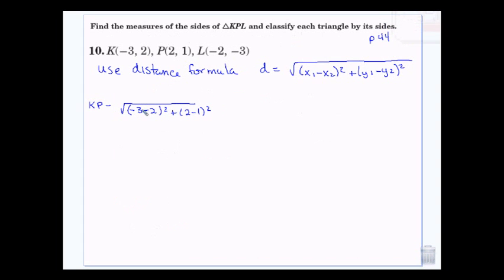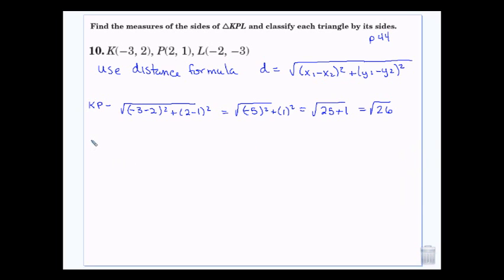Okay, so we'll plug those into the distance formula. So I get negative 5 squared plus 1 squared. 25 plus 1. So that's the square root of 26. You can stop there. You don't have to simplify these. You just need to know the distance, and the distance can be square root still, because we're trying to find length.